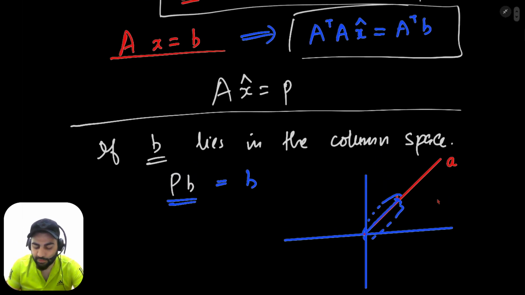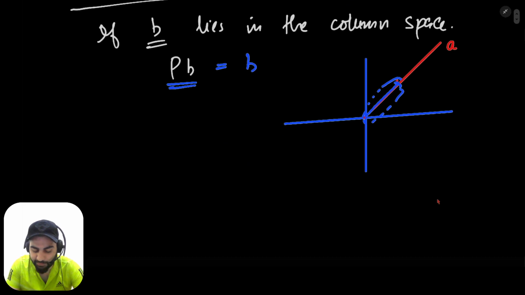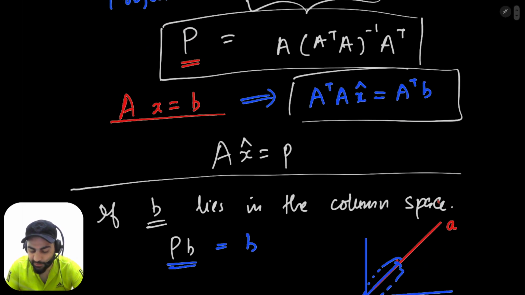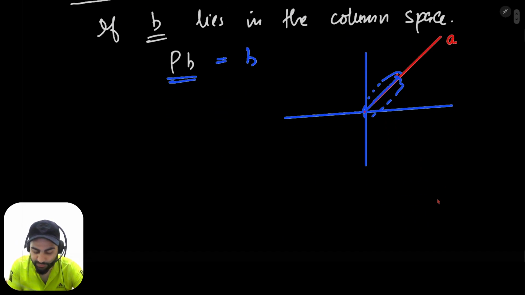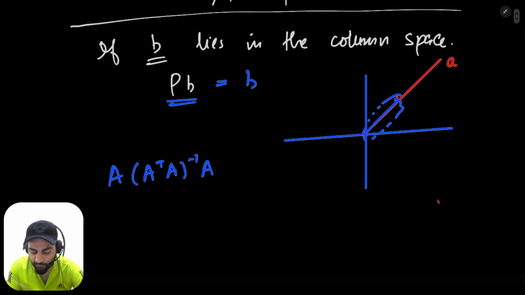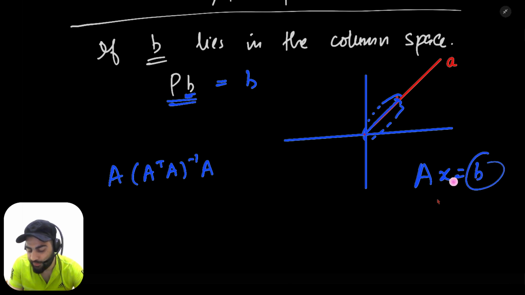If you want to show it mathematically, how can you show it? You know that the projection is equal to A (A transpose A) whole inverse A transpose, and then we have this B. Since A x is equal to B, we can just substitute this A x for B. Now you know that this A x is equal to B. So what we can do is, this is transpose.